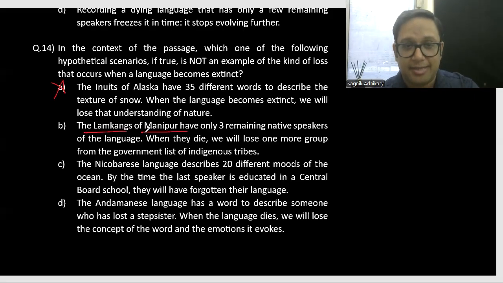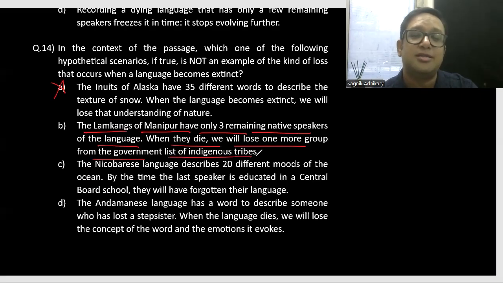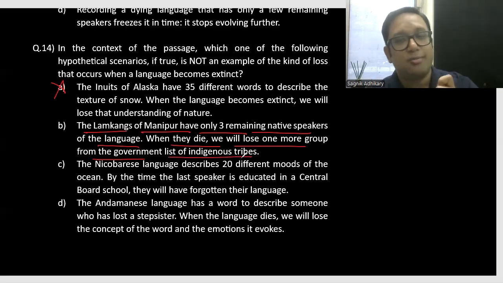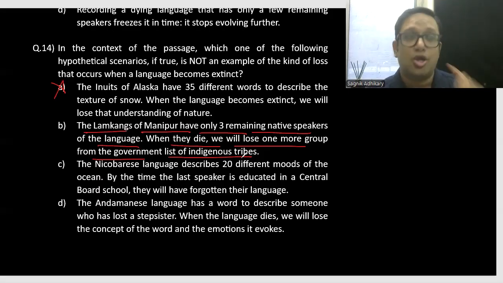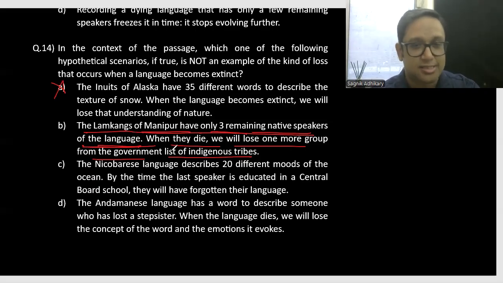B says the Lamkangs of Manipur have only 3 remaining native speakers of the language. When they die, we will lose one more group from the government list of indigenous tribes. This is a valid choice because we are not talking about the loss of the speakers of the language and hence the loss of the language itself. We are talking about the loss of something environmental, something cultural, lost along with the language. This only talks about the loss of the people, these Lamkangs of Manipur, only 3 surviving speakers.